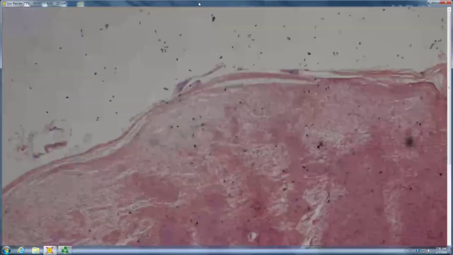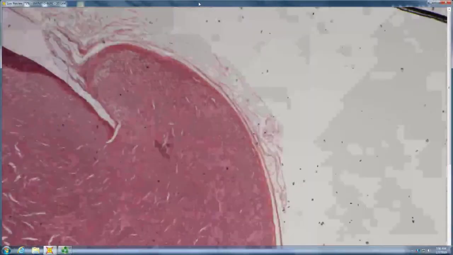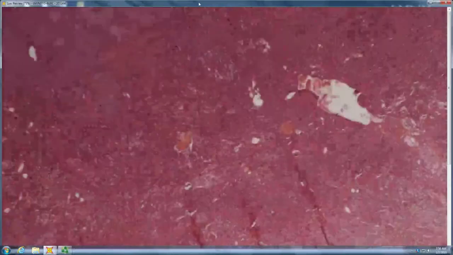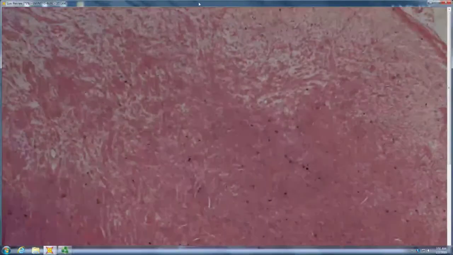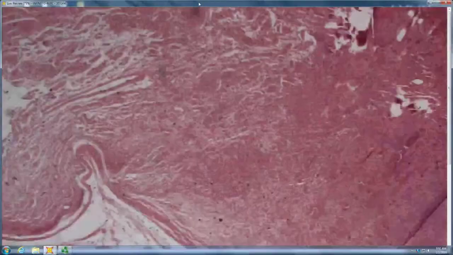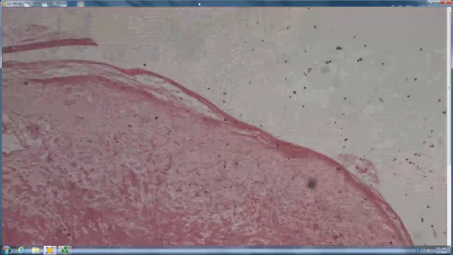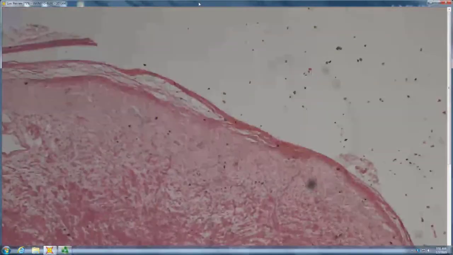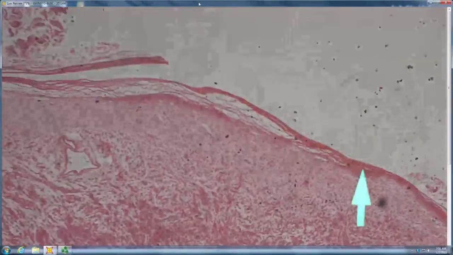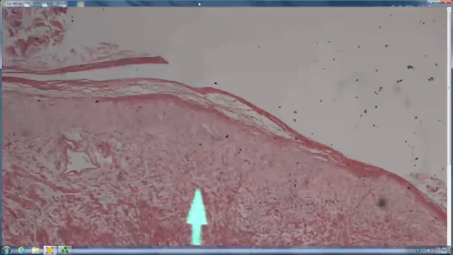Okay, so Falion, your turn. Can I use a high power? No, because the answer's at this power. Oh yes, it's a schwannoma. It has a capsule and subcapsular edema, so probably schwannoma.